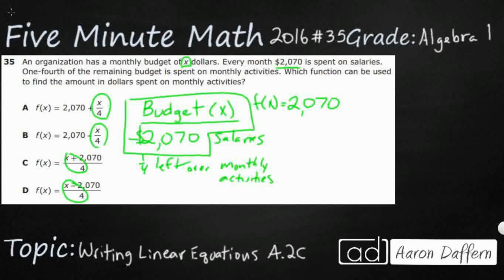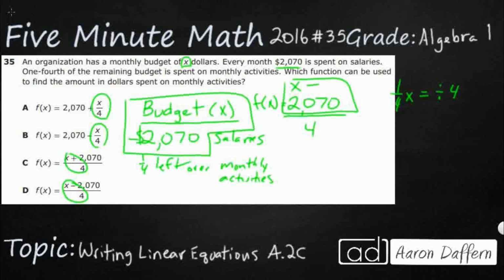So we know that we're going to take away the 2070 from my x, right? So that's looking good. Then 1/4 of the remaining budget. So I could do 1/4, but multiplying by 1/4 is the same as dividing by 4. So I think that's where that dividing by 4 is going to come in. So whatever's left over, like the difference, right? Whatever's the difference of this right here, maybe divide by 4. So that's kind of looking like D. But you know what? How do we double check this?